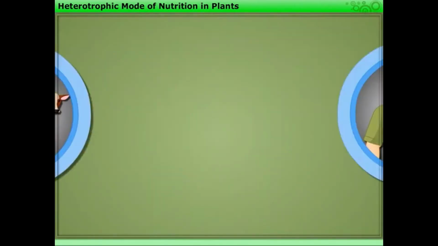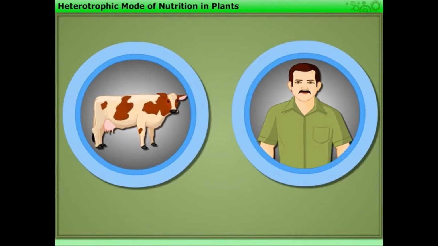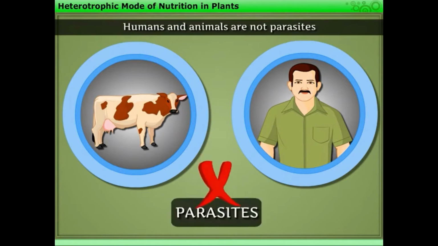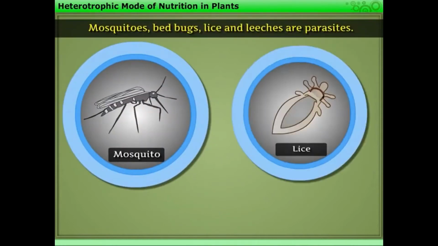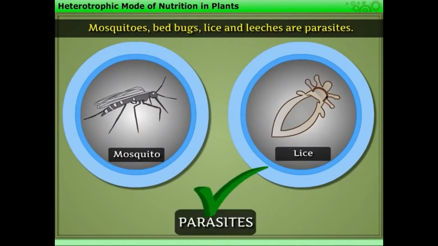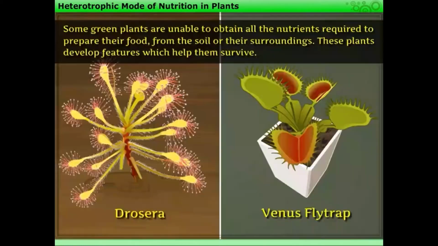Note that although humans and animals depend on plants for their food, they are not considered parasites. This is because they do not deprive the plant of its essential nutrients. However, mosquitoes, bedbugs, lice and leeches are parasites because they suck human blood and depend on them for their food.